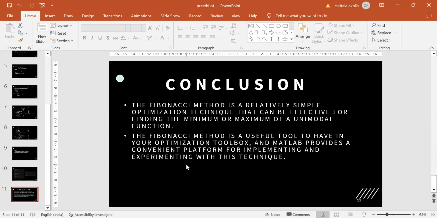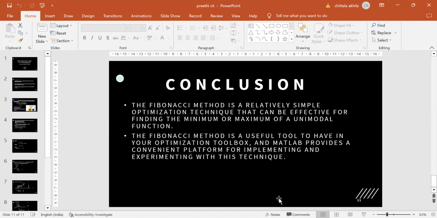Yes, this is an effective method for finding the maximum or minimum value using the Fibonacci method, and it is a useful tool in an optimization toolbox. So like that, I found the Fibonacci method using MATLAB. Here I am explaining the code.